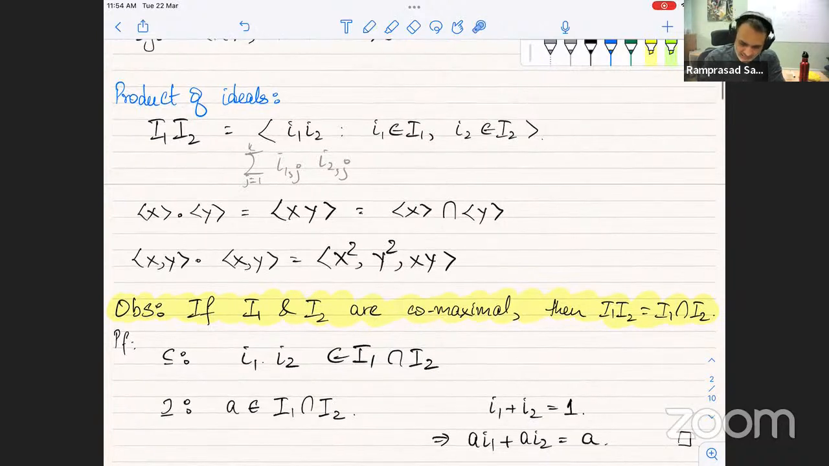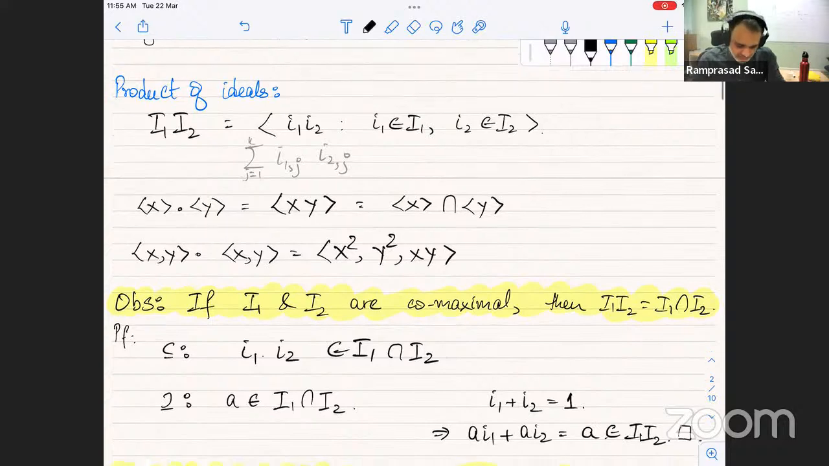Okay, so I claim that both these elements are present in I1 I2. Why is that? Here is an element in I1 times an element in I2, because I chose a from the intersection. And this is an element of I1 times an element of I2, that's also present in I1 I2. So therefore, this is an element of I1 I2. Okay, I hope this was okay. This is basically just a simple proof as to why coprime ideals behave nicely when it comes to products or intersections.